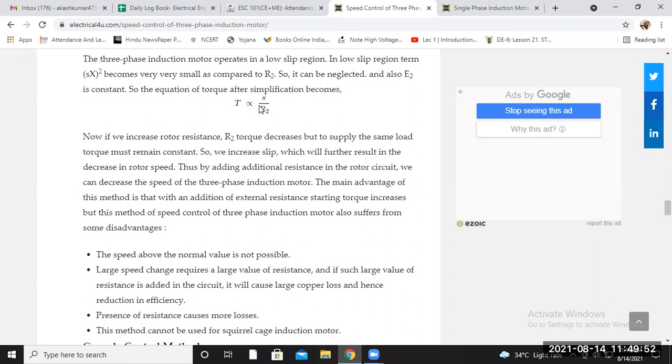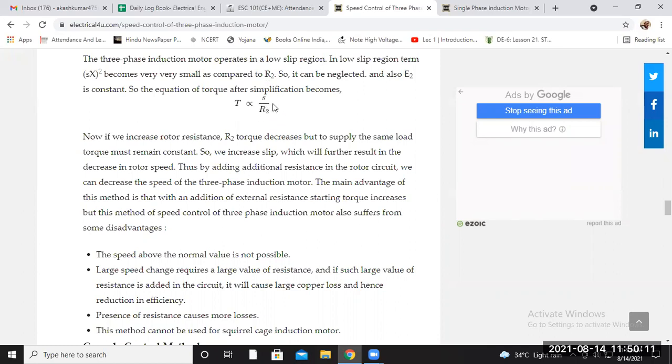That means if we increase the rotor resistance to maintain the torque, the value of the slip must decrease. Accordingly, the ratio related to this torque, with the addition of the rotor circuit resistance, must be maintained at a constant value.